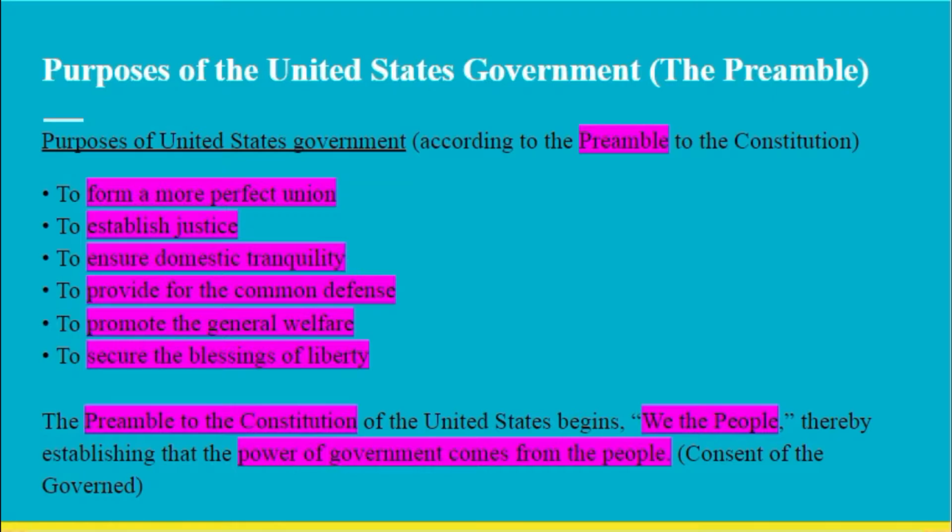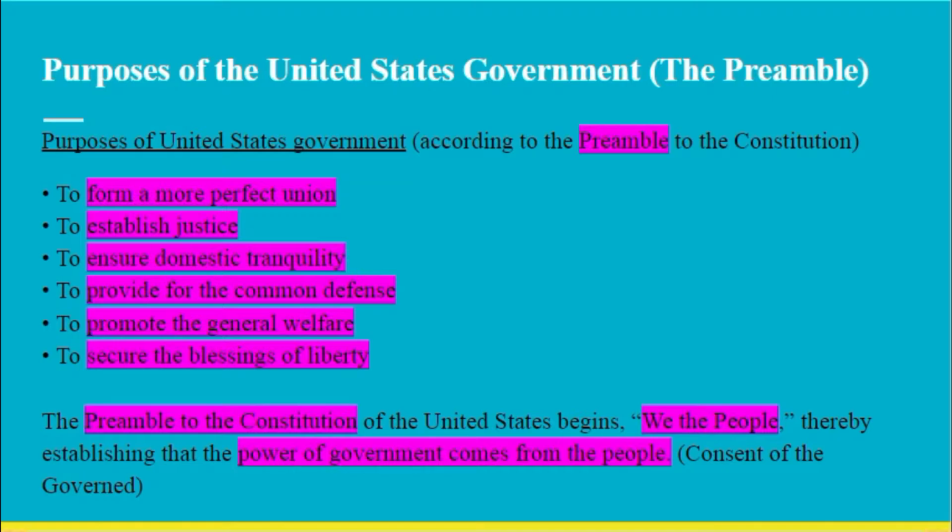The preamble to the Constitution actually sets up the purpose of the United States government. If we look at the 6 different things, we can see that each one has a specific task that the government should be doing. So, it is to form a more perfect union, establish justice, ensure domestic tranquility, provide for the common defense, promote the general welfare, and secure the blessings of liberty. Before we even get any further than that, let's break those down.